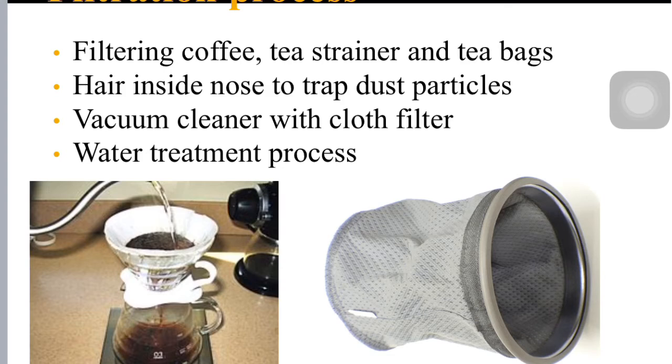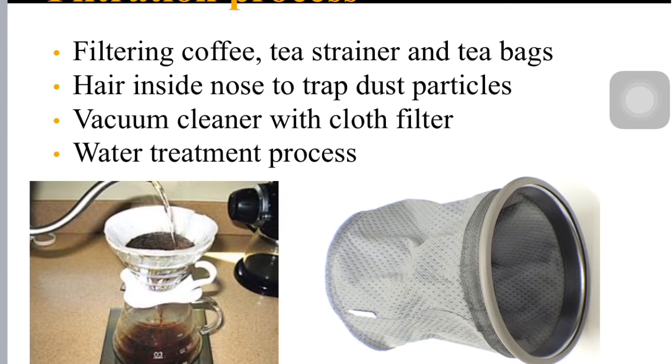As you have observed, students, tiny hairs are present inside our nose. These hairs are present to trap dust particles and impurities, so that our body is protected from harmful germs and harmful impurities. And the next one is the vacuum cleaner with a cloth filter.